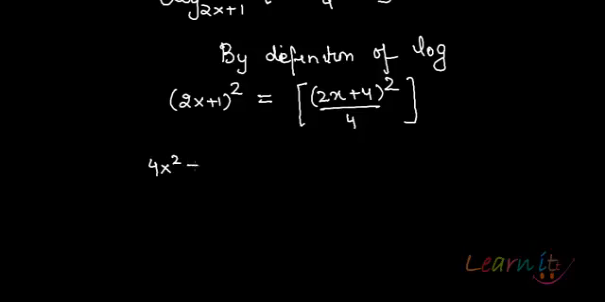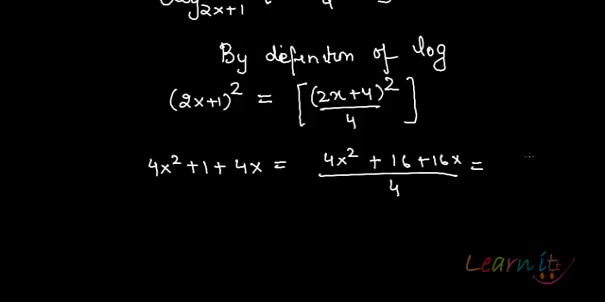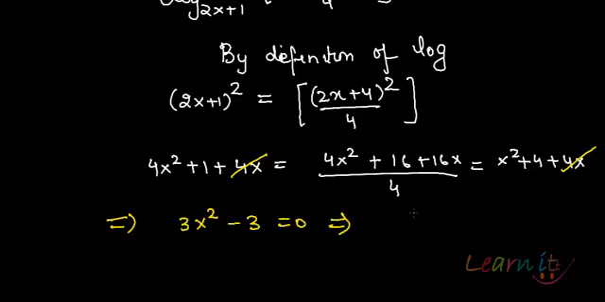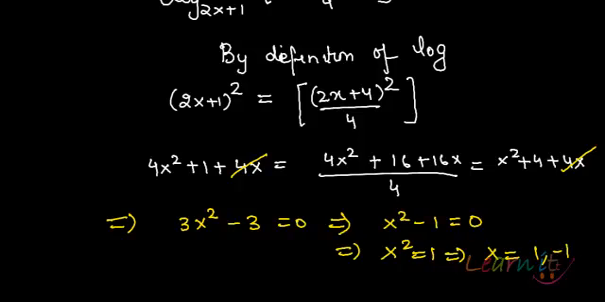We will get 4x square plus 1 plus 4x equals to 4x square plus 16 plus 16x whole upon 4, which equals to essentially x square plus 4 plus 4x. So from here we get that 4x and 4x get cancelled out, and what we will be left with will be 3x square minus 3 equals to 0, and that should imply that x square minus 1 equals to 0, and that implies that x square equals to 1, which implies x can take the value 1 and minus 1.